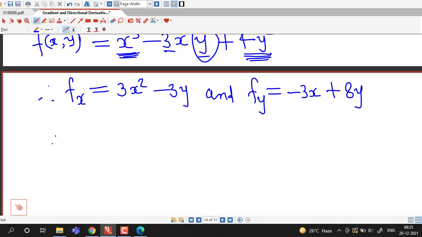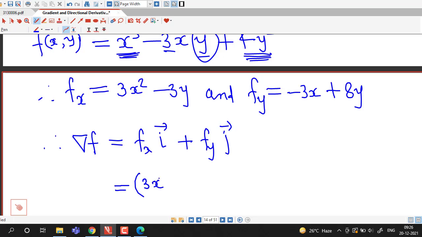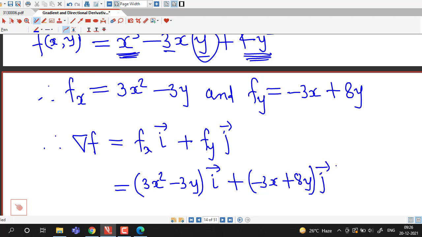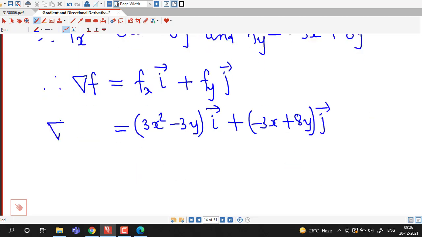So now we can write the formula for the gradient of f: del f by del x at a point times i plus del f by del y at a point times j. So we write 3x square minus 3y times i plus minus 3x plus 8y times j. So this is the gradient of f at any point xy.